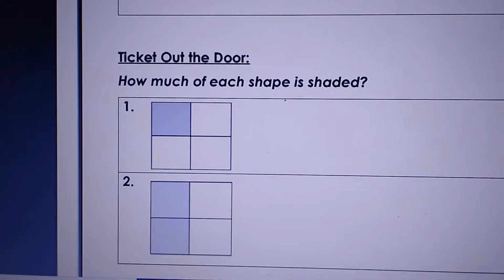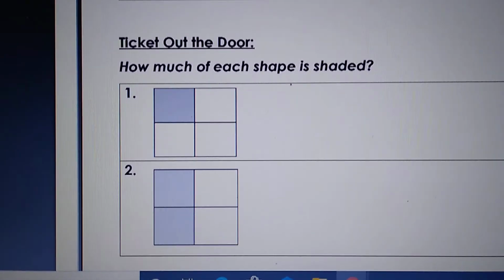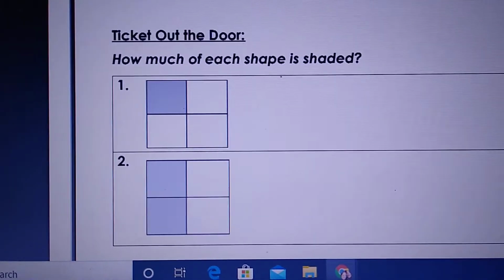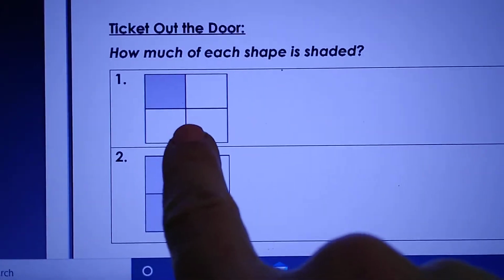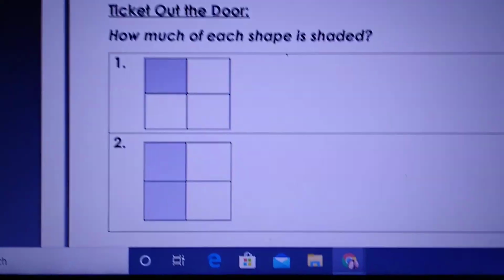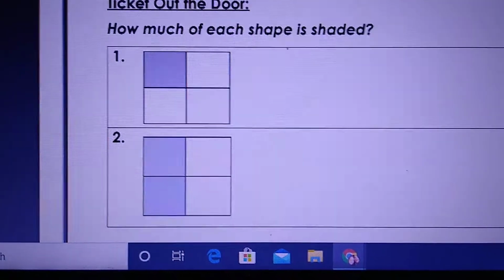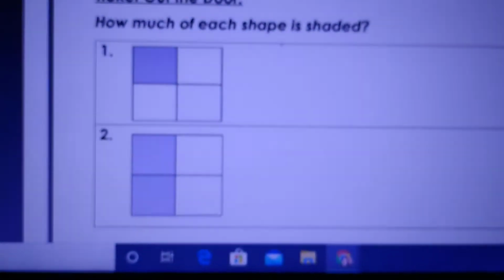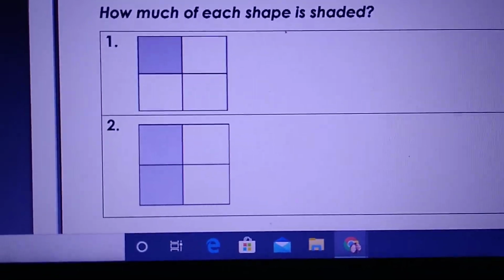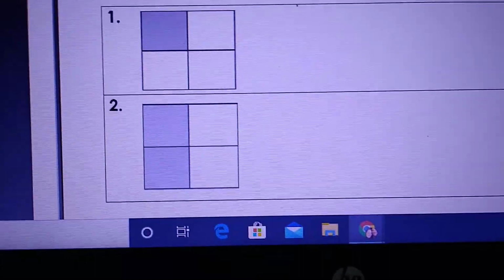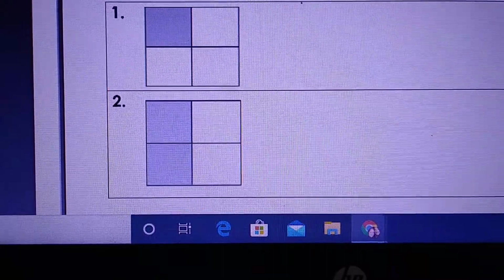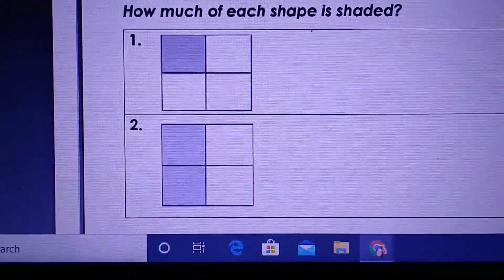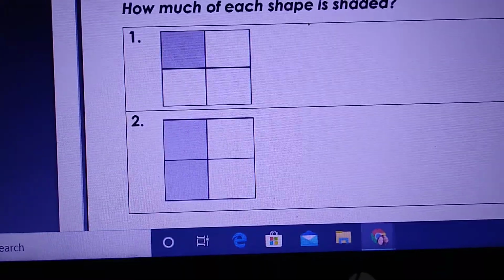Okay, how much of each shape is shaded? So this is actually teaching fractions. How much of this shape, how many pieces of this whole shape are shaded? If you said 1, you were right, and there are 4 pieces in all. 1, 2, 3, 4, so it's called 1/4. The second picture has how many pieces shaded? 2 pieces out of 4. So would that be half?